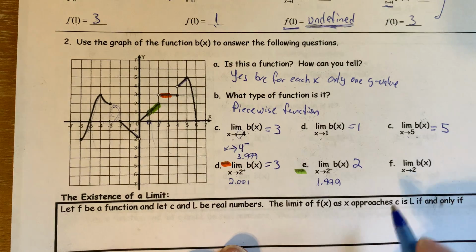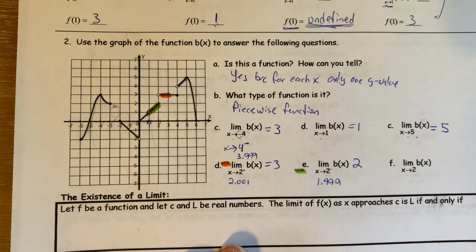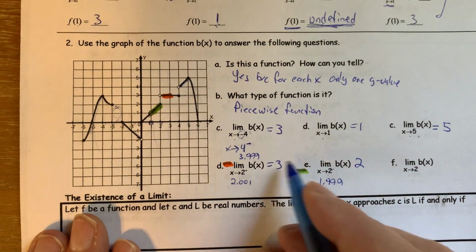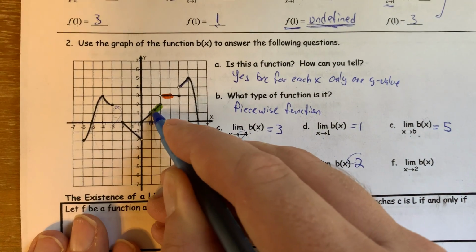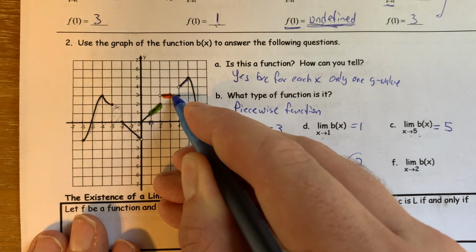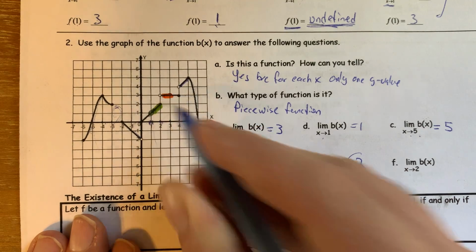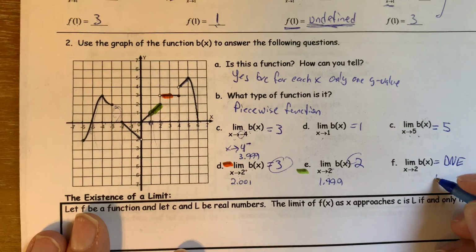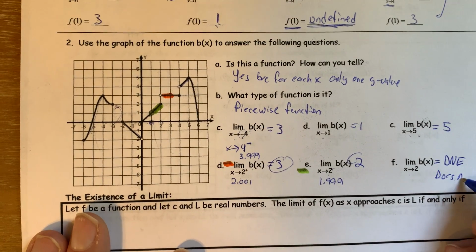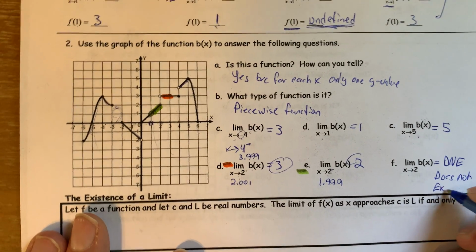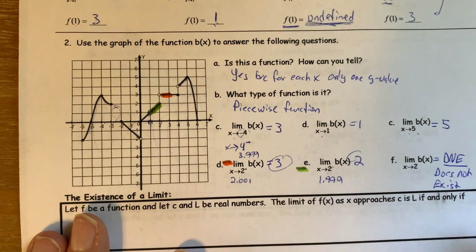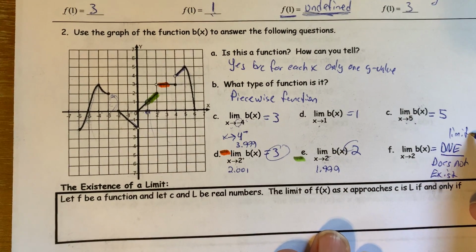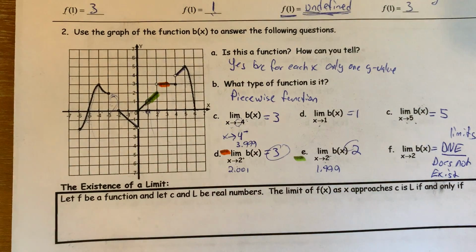So what is the overall limit as x approaches 2? Well, as x approaches 2, we need to come from both sides, and we see that from one side, it's getting close to 2, and from the other side, it's close to 3, and so that overall limit does not exist. You can write out does not exist, but it's kind of long, and so a lot of times we'll put DNE for does not exist. Again, we only use this for limits. For functions, we would say undefined if there isn't a value.